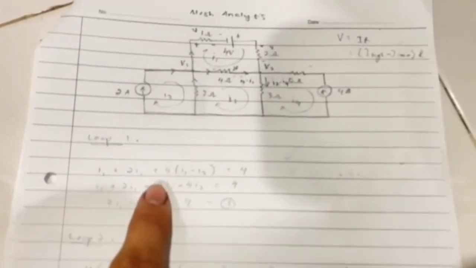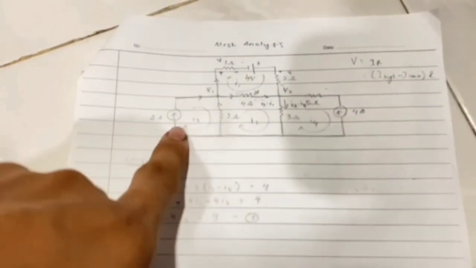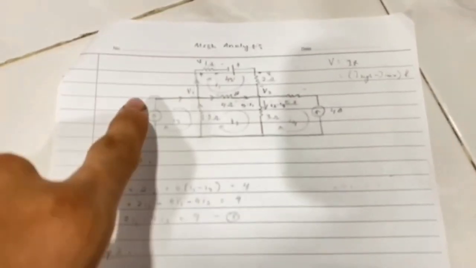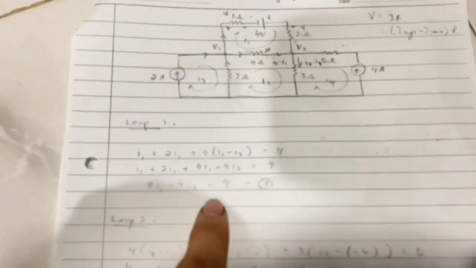Now we will take the value of the resistor, which is 4, multiplied by I1, which is higher, then we minus I2 because I2 is lower than I1. Now if we simplify the circuit, we've got 7I1 minus 4I2 equals 4. So this is the first equation.